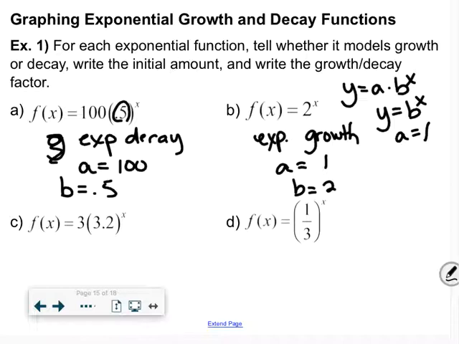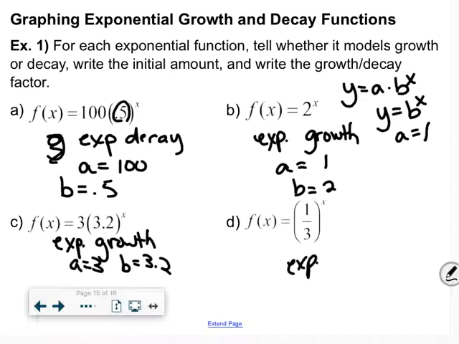All right, how about letter C? Is this growth or decay? Jacob, what do you think? All right, this is exponential growth. The initial value is 3. B is 3.2. All right, letter D. Is this growth or decay? CJ, what do you think? It's decay. So this is exponential decay. And Cassidy, what's A? Good job. A is 1 and B is 1/3. All right, so no big deal. We did this a little bit yesterday. Do we have to write exponential or greater? You can do growth or decay. That's okay.